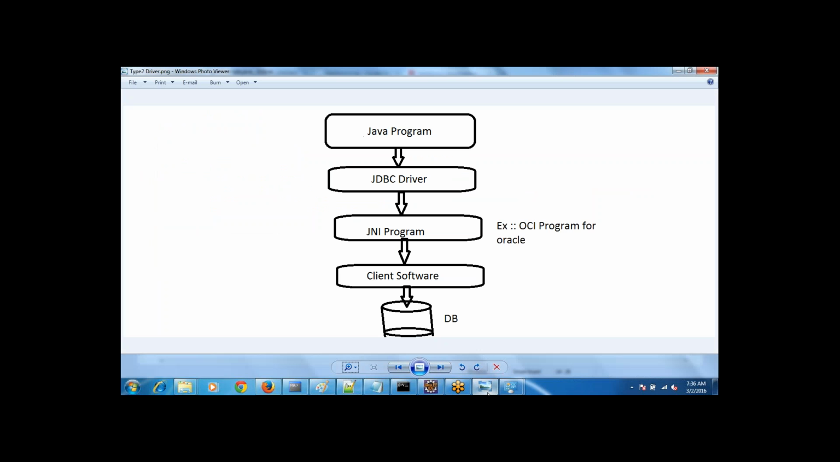Clear? Great. So now we'll move to the Type 2 driver. The Type 1 driver is called the JDBC-ODBC bridge, and next is the Type 2 driver. What is a Type 2 driver? The Type 2 driver is also called JNI, Java Native Interface. In terms of configuration, it is more than the Type 1 driver. You need to do more and more configuration than the Type 1 driver, but the only advantage we can see here is speed. It is faster than the old one.